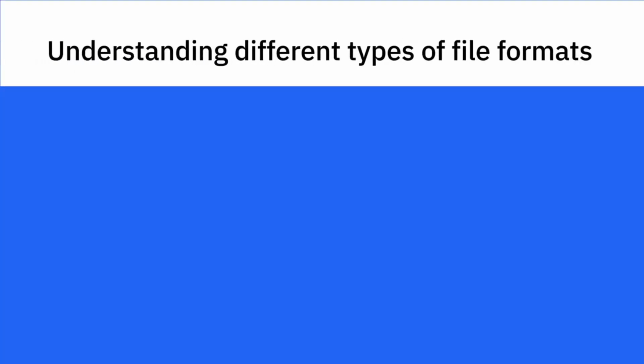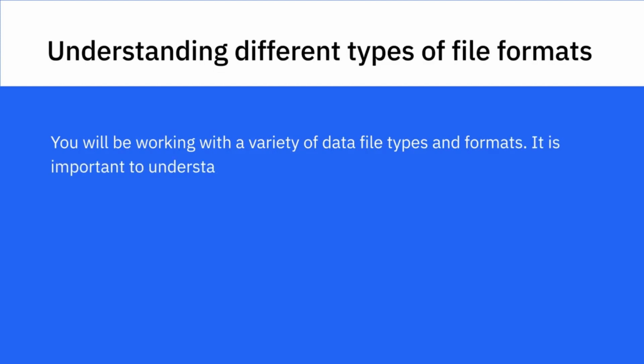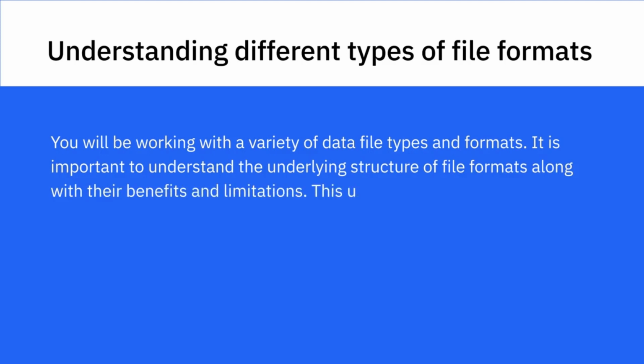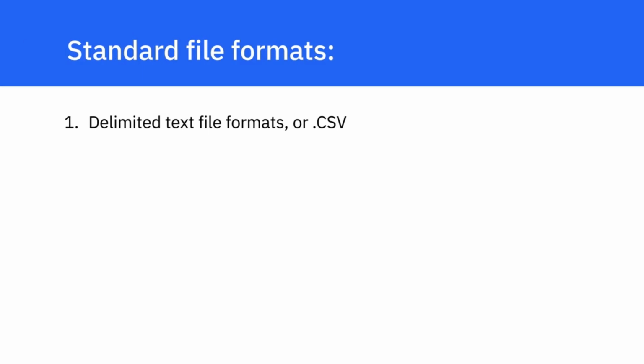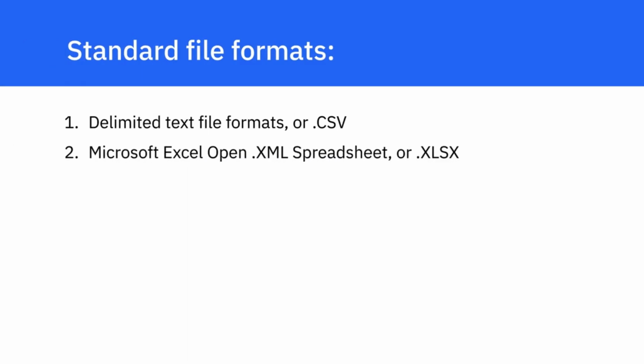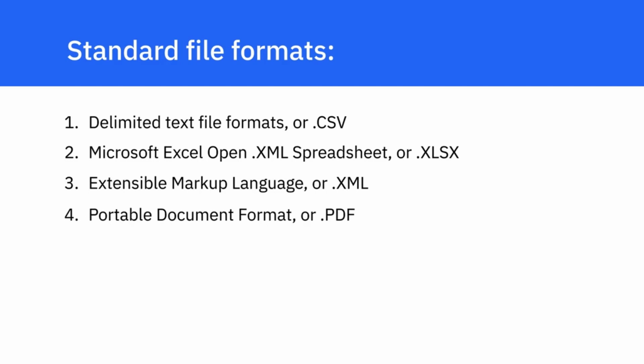As a data professional, you will be working with a variety of data file types and formats. It is important to understand the underlying structure of file formats along with their benefits and limitations. This understanding will support you to make the right decisions on the formats best suited for your data and performance needs. Some of the standard file formats that we will cover in this video include delimited text file formats, Microsoft Excel Open XML Spreadsheet, or XLSX, Extensible Markup Language, or XML, Portable Document Format, or PDF, JavaScript Object Notation, or JSON.